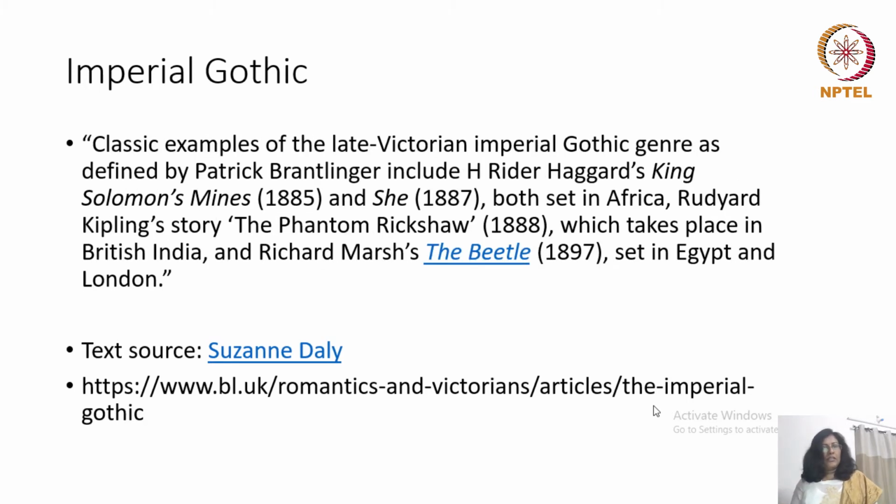Classic examples of the late Victorian Imperial Gothic genre, as defined by Patrick Brantlinger, included Rider Haggard's King Solomon's Mines, published in 1885, and She, published in 1887, both set in Africa. Rudyard Kipling's The Phantom Rickshaw, published in 1888, which takes place in British India, and Richard Marsh's The Beetle, published in 1897, set in Egypt and London.